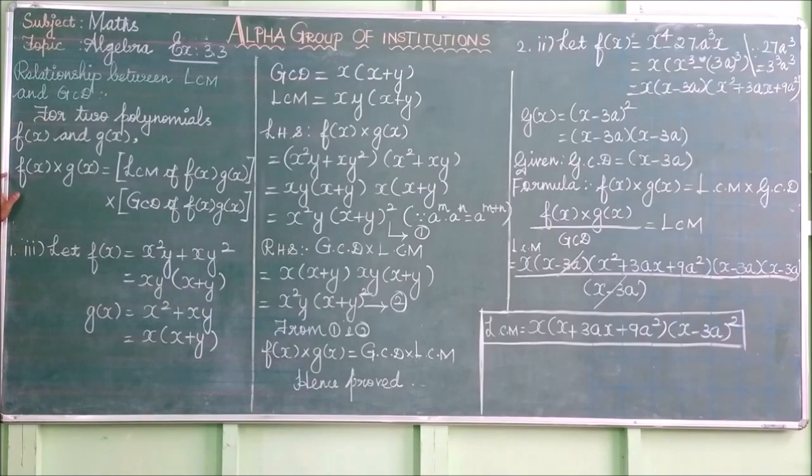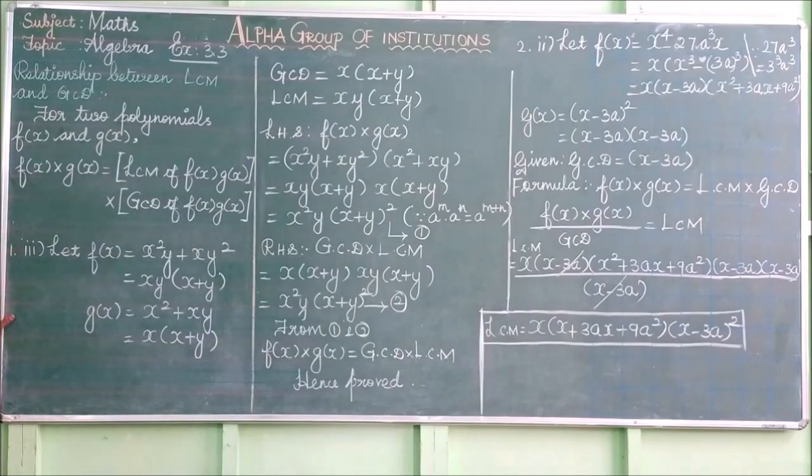So you take any two polynomials f of x and g of x. Your relation will be f of x into g of x is equal to LCM of f of x, g of x into GCD of f of x, g of x. If you have a polynomial f of x into g of x, it will be equal to the LCM times the GCD of f of x and g of x.